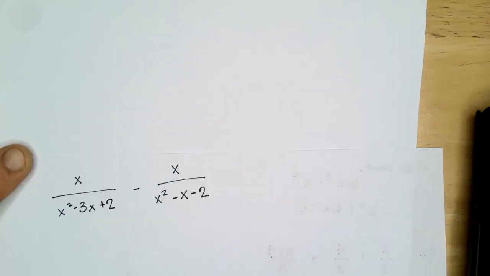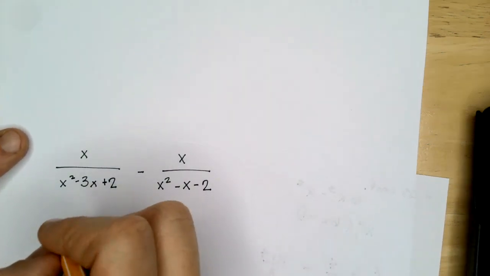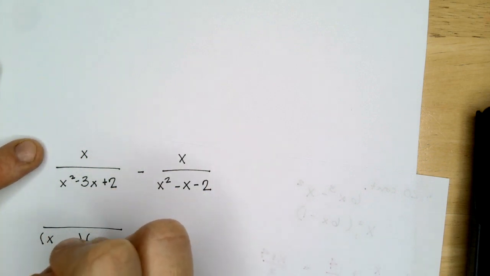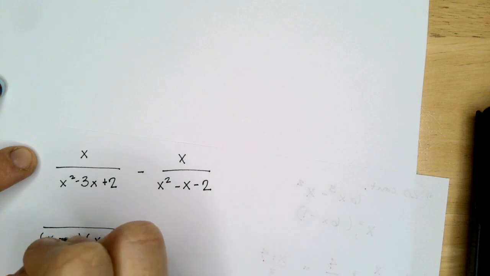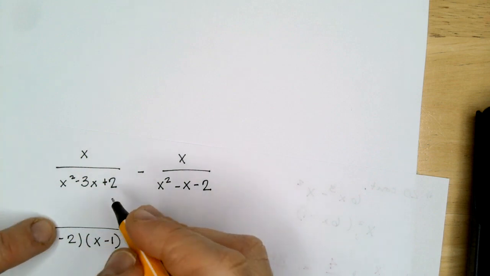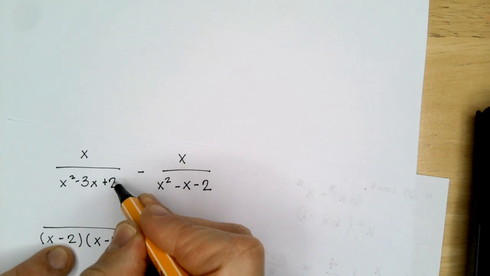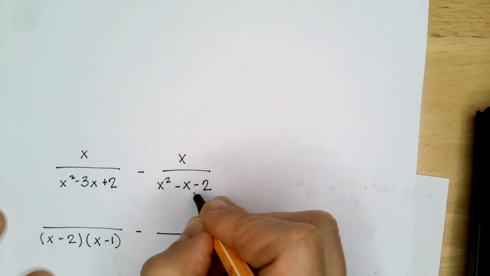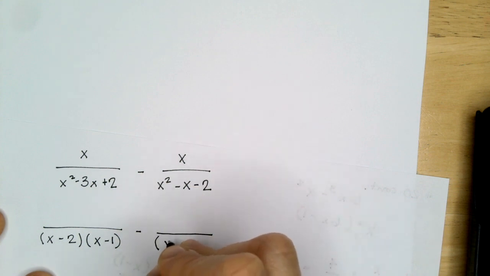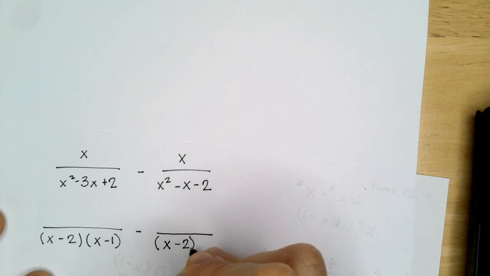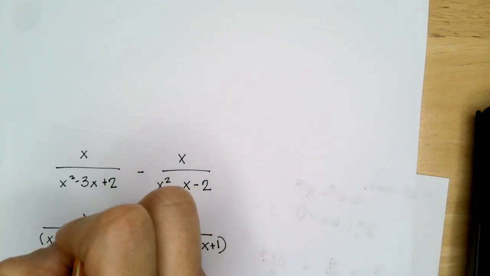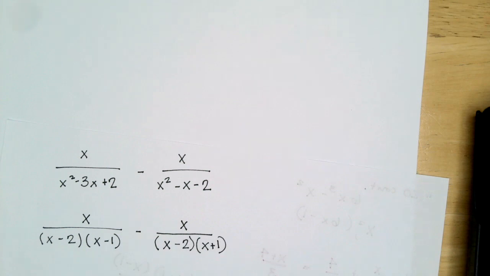Let me write it down. All right, for this one, you want to factor your bottom terms first. So x squared minus 3x plus 2 becomes (x minus 2)(x minus 1), right? Because negative 2 and negative 1 multiply to equal positive 2 and add to equal negative 3. Here, x squared minus x minus 2 is going to be (x minus 2)(x plus 1), right? Because negative 2 and 1 multiply to negative 2 and add to negative 1. We just have x's on the top.